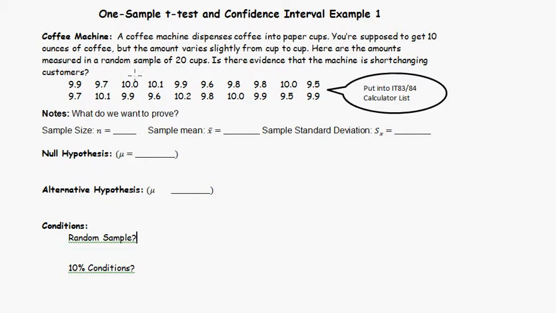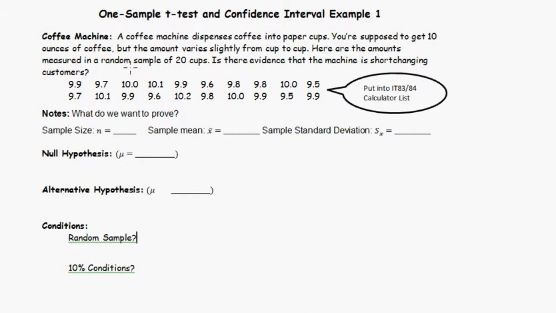So what we have is a coffee machine that is supposed to dispense 10 ounces of coffee for each cup. But we suspect that maybe it's actually dispensing less. So the customers might be getting less than what they actually pay for. So it looks like they've taken a random sample of 20 cups.